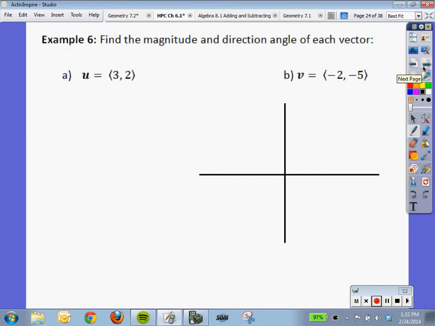For example 6, this time around, we're given the component form of a vector, but now we want to find the magnitude and the direction of the vector. So first thing I want to do is draw the vector in the appropriate quadrant. And I have 3, 2 here, so I'm going to go out to 3, and I'm going to go up to 2.